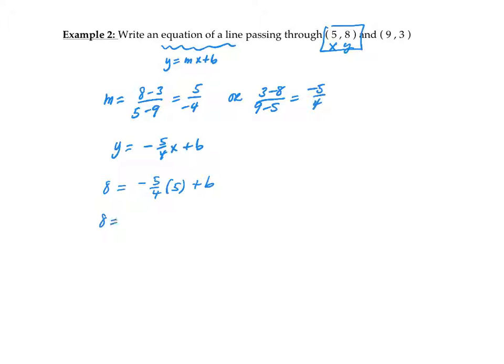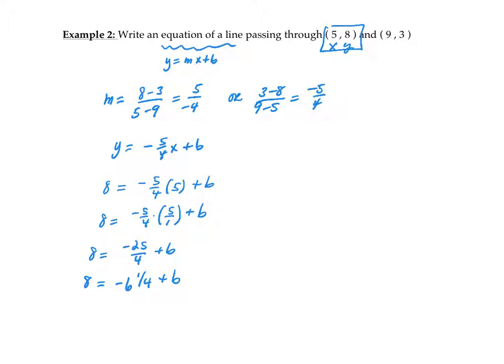So you have 8 is equal to negative 5 over 4 times 5 over 1. I put the 5 over 1 just to make it easier to multiply negative 5/4 times 5. Multiply those numerators together to get negative 25. Multiply the denominators together to get positive 4. Now, you can rewrite this as negative 6 and 1/4 as a mixed number.